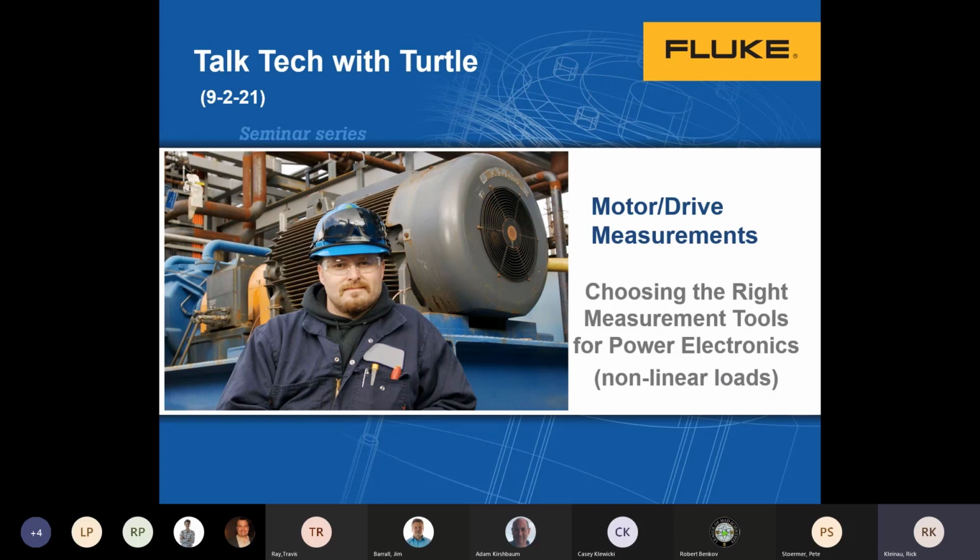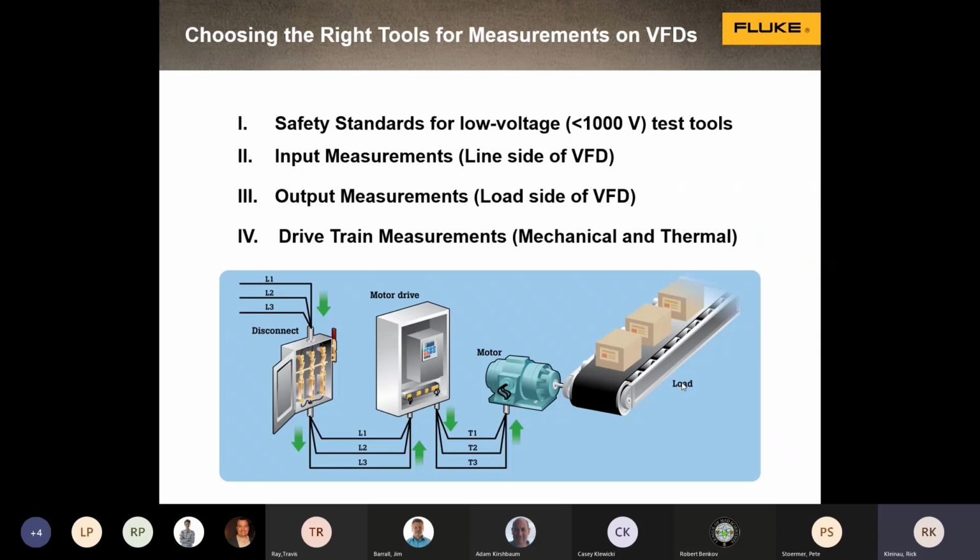When we talk about drives, we'll talk about power quality a little. We'll talk about nonlinear loads. A drive is a great example of a nonlinear load. When you're talking nonlinear loads, power quality and that type of measurement is always a part of it.